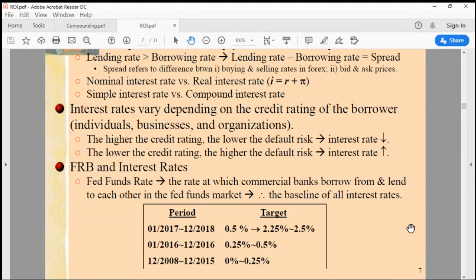The Federal Reserve sets the target rate for the Fed funds rate. Once again, I repeat, the Federal Reserve sets the target rate for the Fed funds rate. Setting the target means you can set the target, but the actual market may not conform to the target. Make sense?